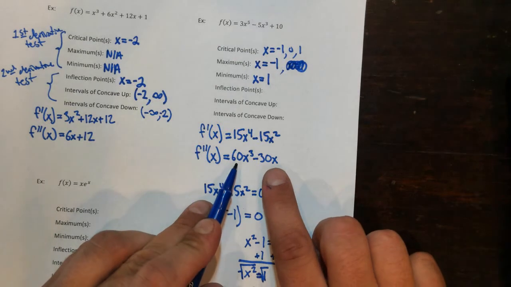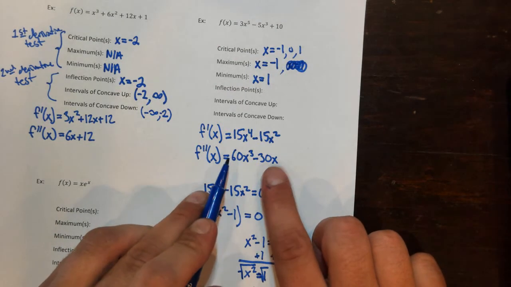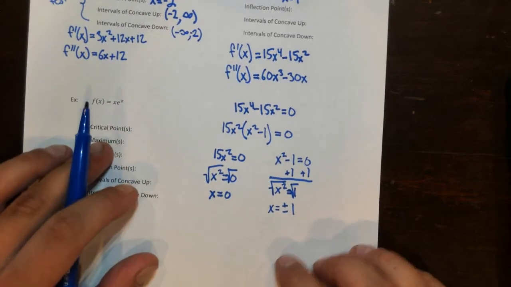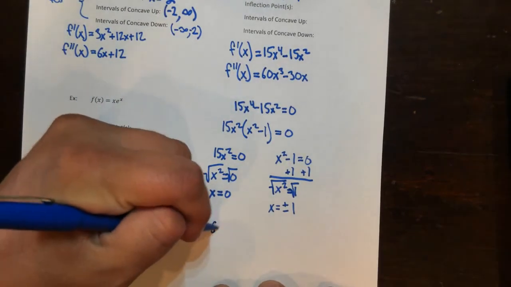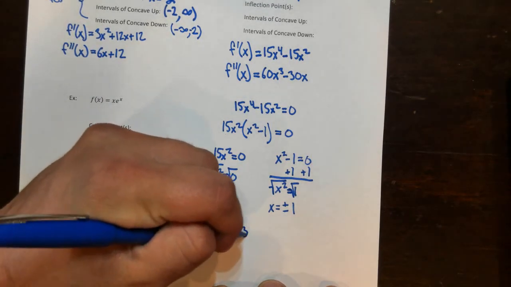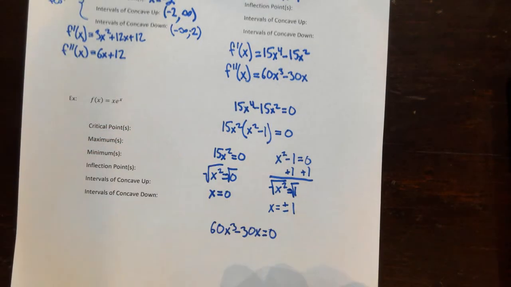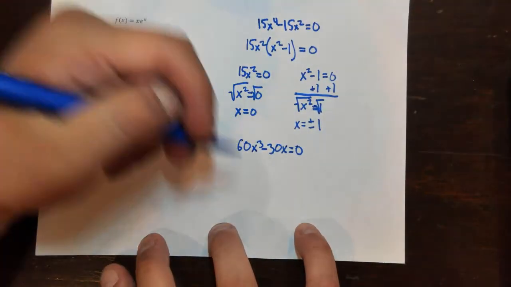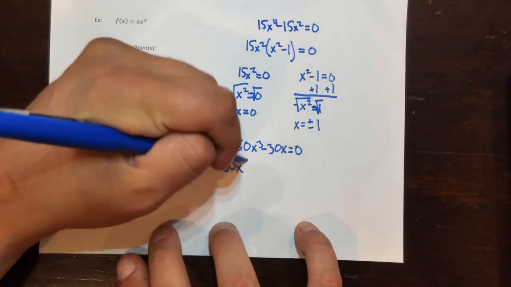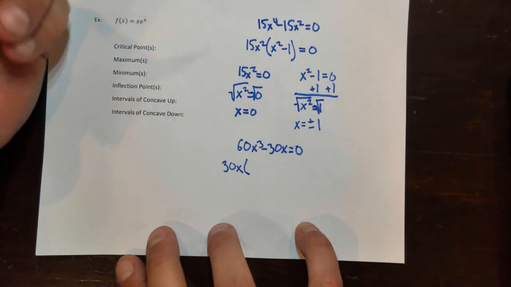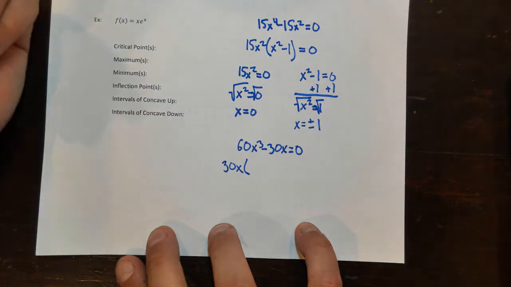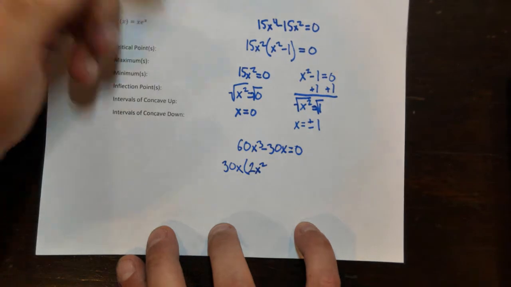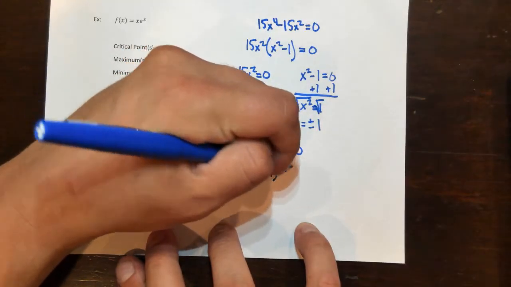Let's use the second derivative for our inflection point. I think we already found one at 0, didn't we? So let's see here. I'm going to take our second derivative, 60x cubed minus 30x, and set it equal to 0. And here again, I would factor out an x. In fact, we could factor out a 30x, right? So 60x cubed divided by 30x is 2x squared. Negative 30x divided by 30x is just minus 1, equals 0.